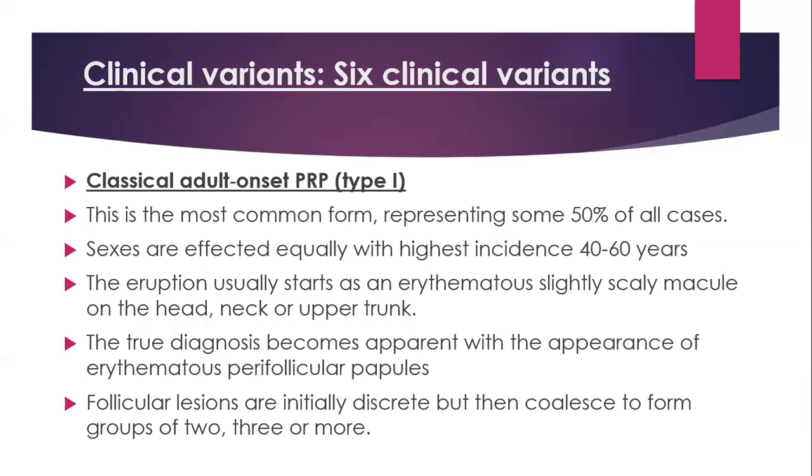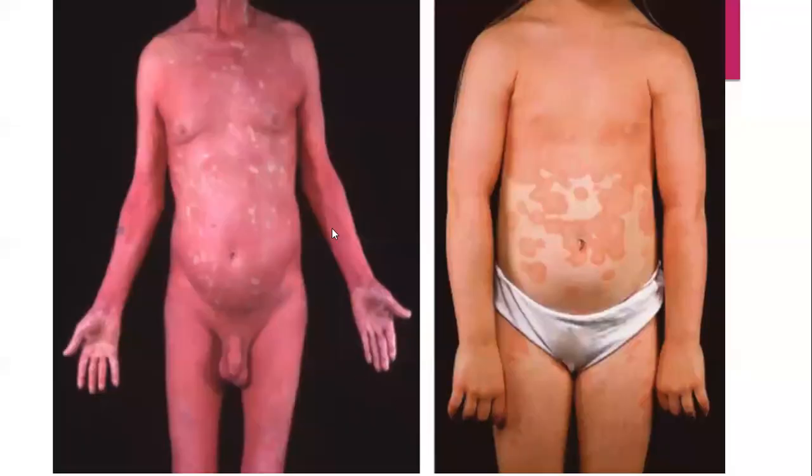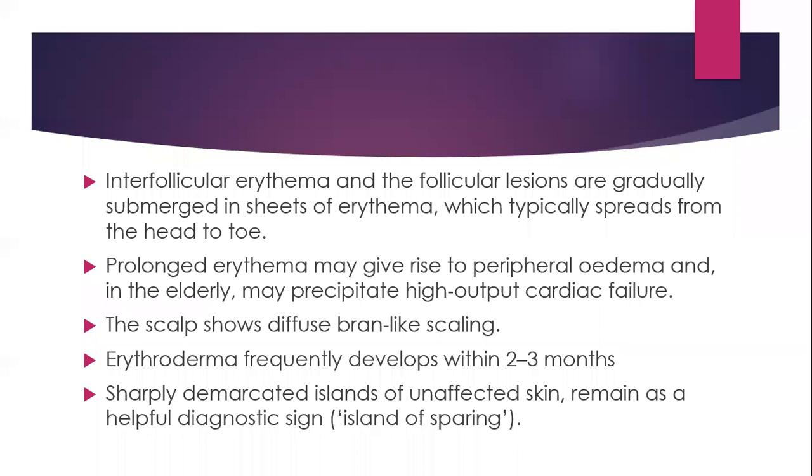Eruption usually starts as erythematous, slightly scaly macules on the head, neck, and upper trunk. True diagnosis becomes apparent with the appearance of erythematous perifollicular papules, which I have already highlighted. The follicular lesions are initially discrete, but then coalesce to form groups of 2, 3, or more papules and ultimately forming plaques. You can see the whole body in both these cases is involved with islands of sparing, which is quite typical of PRP.